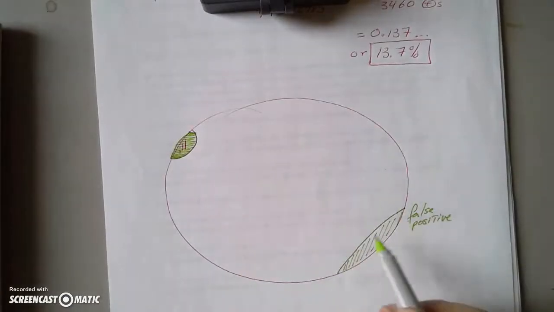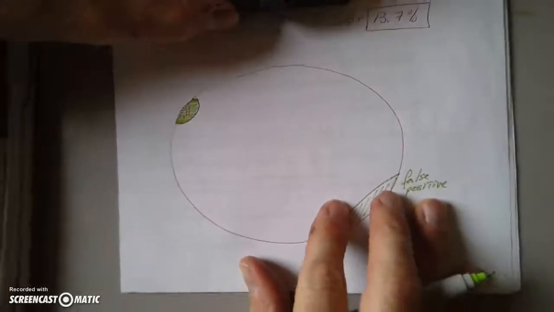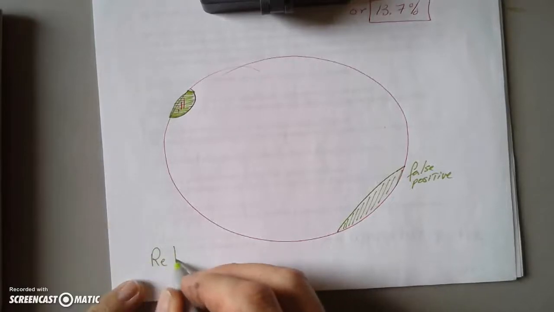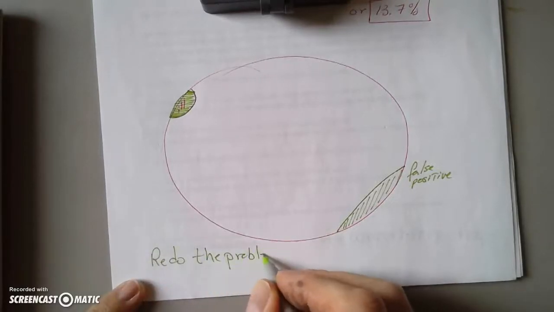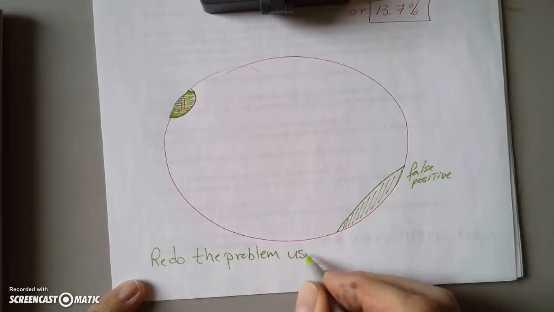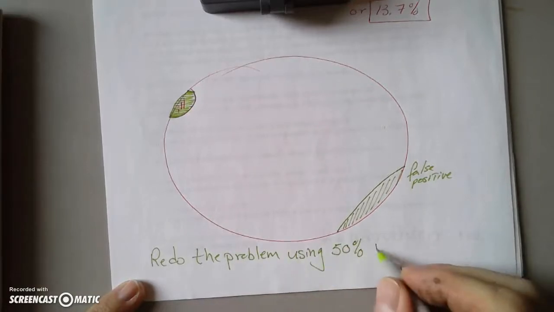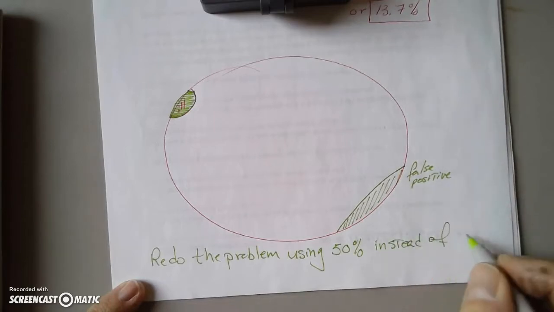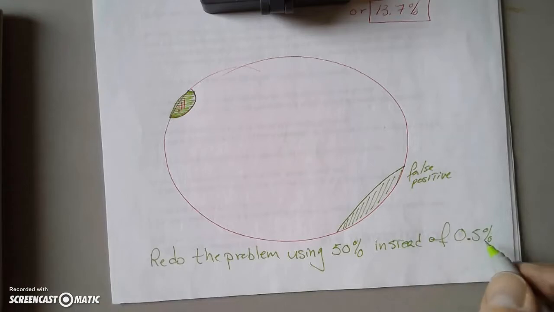So, how do you get your head around this? I recommend, oops, sorry for the camera moving there, redo the problem using 50% instead of 0.5%, and you'll end up with something like 97%.